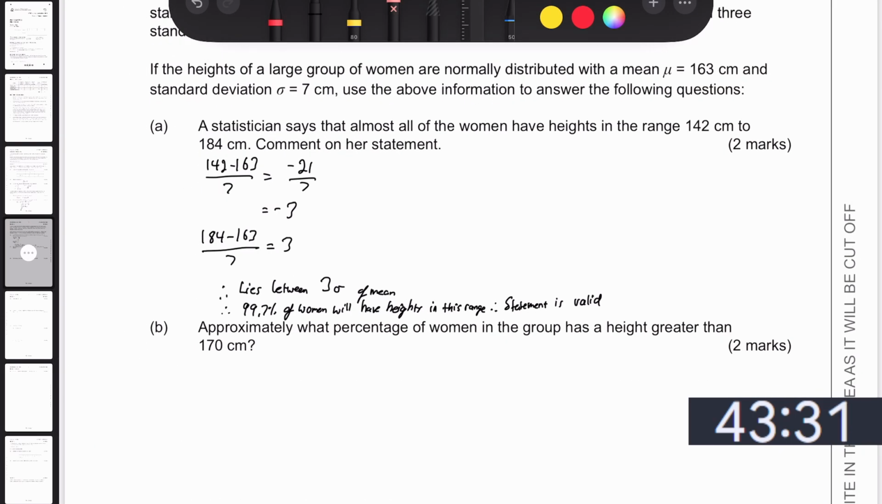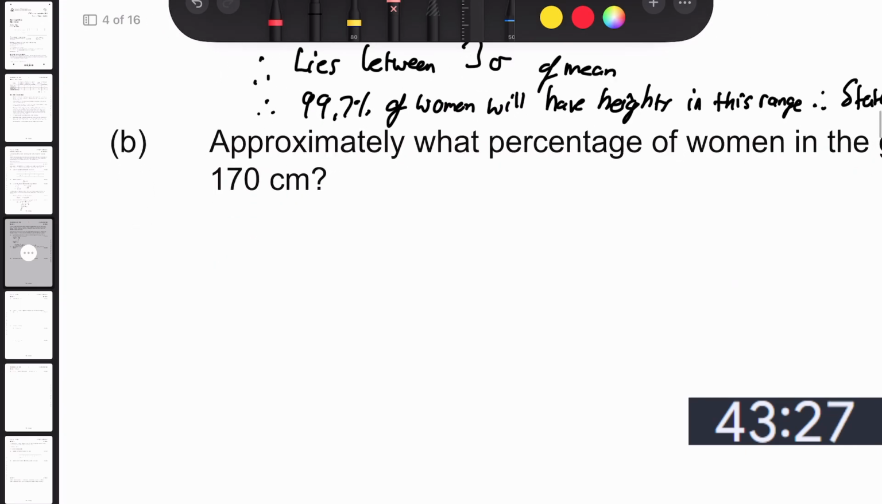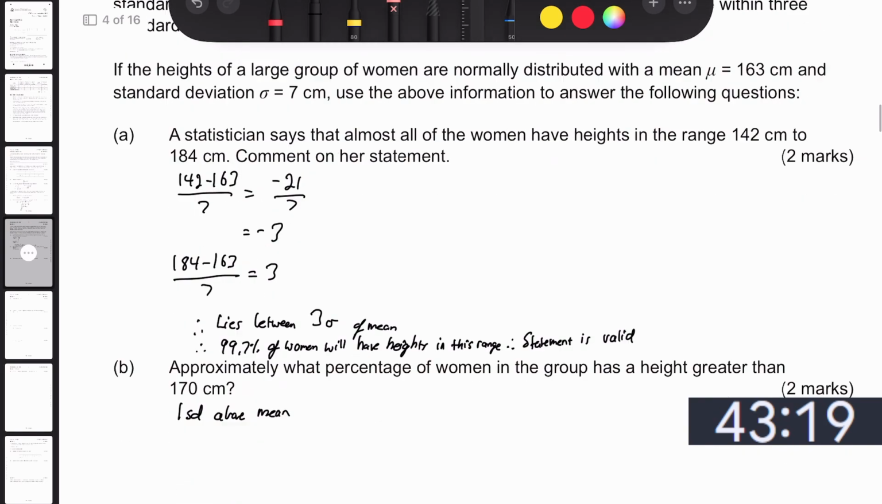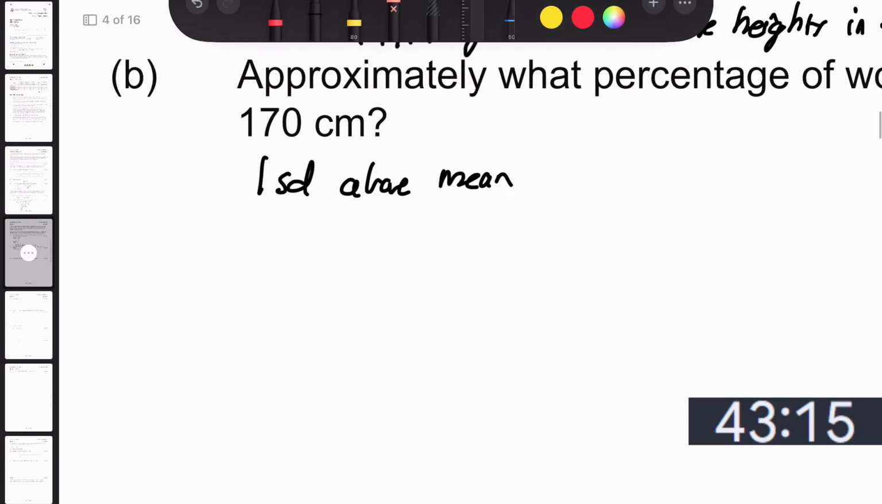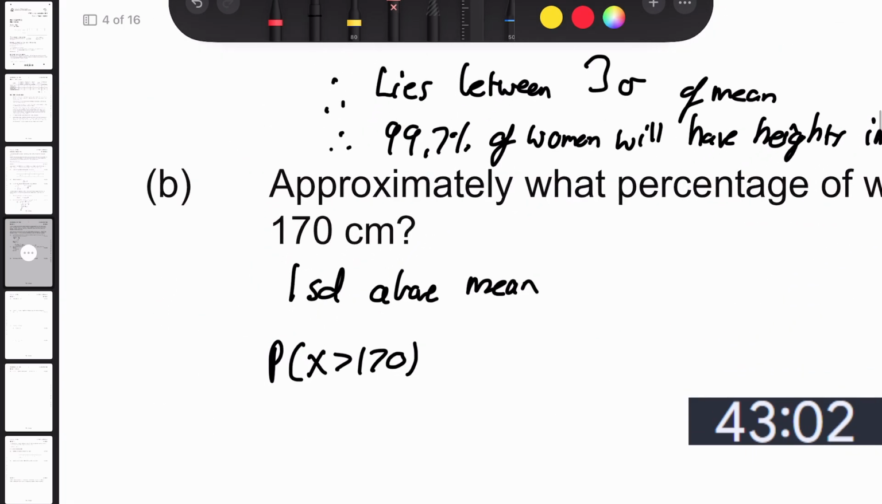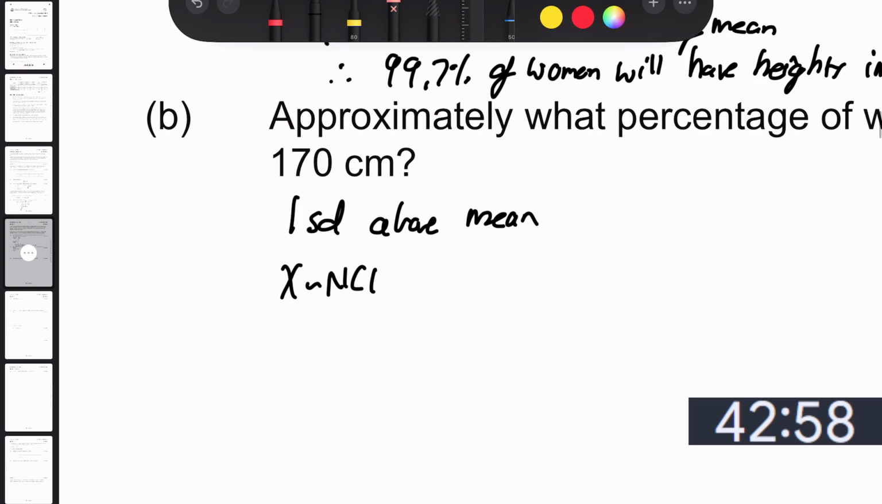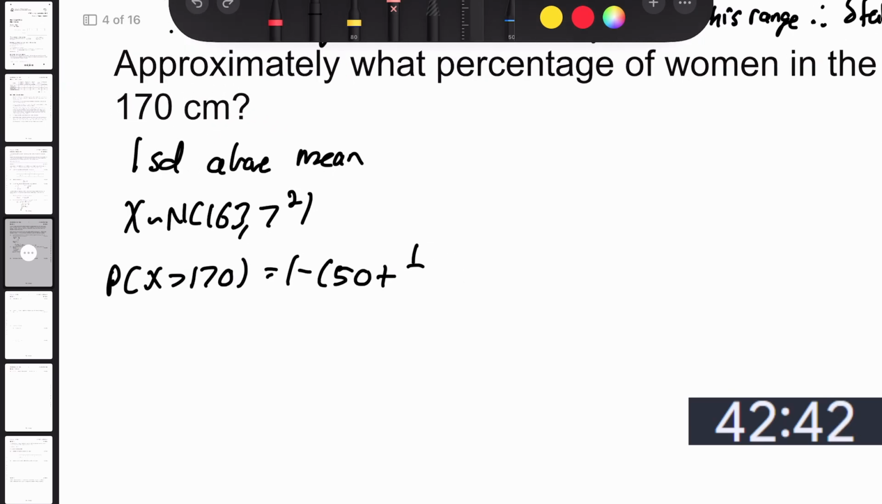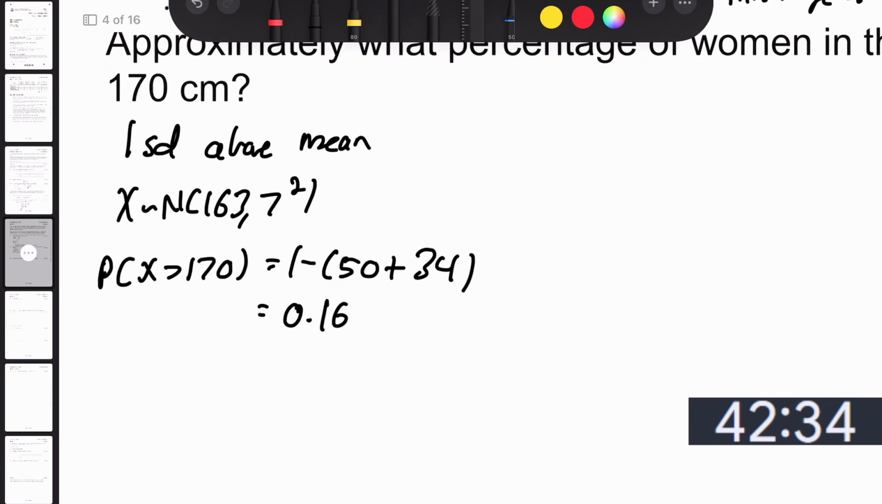Approximately 1% of women in the group have a height greater than 170 centimeters. So then this is 1 standard deviation above the mean. Now, outside 1 standard deviation above the mean will be 50% minus half of 68. So the probability, let's say X is greater than 170. Okay, let's do this, hold on. X is normal, just so I really flesh out everything, with variance 7 squared. So the probability that X is greater than 170 is going to be equal to 1 minus (50 plus half of 68, which is going to be 34) and that's going to be 84, so this is going to be 0.16. This should be 0.5.